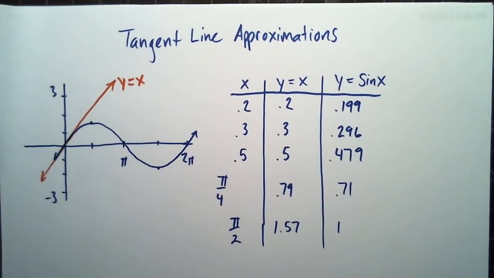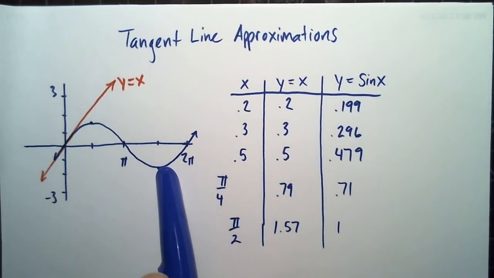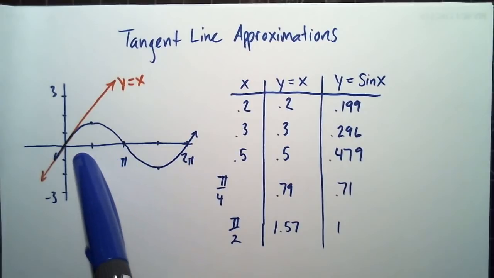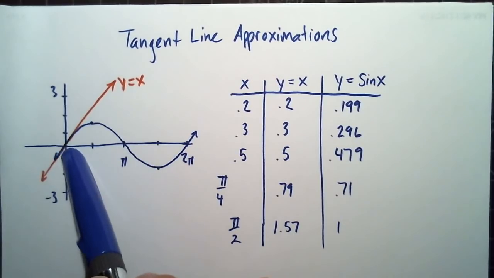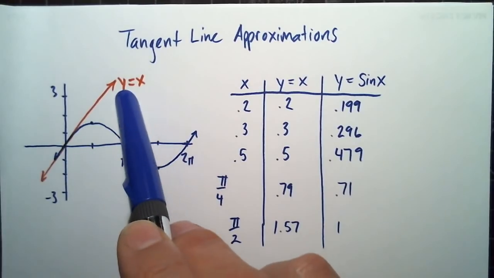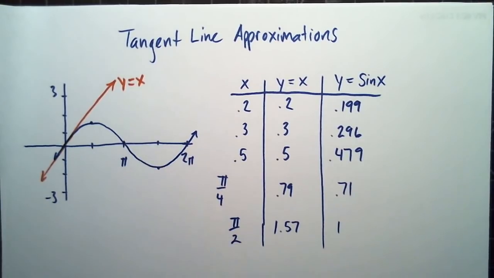In this lesson, we talk about a way to use tangent lines to approximate function values. And so let's look at this graph of sine of x. And here's the tangent line. The red line is the tangent line at 0. Here is the equation of the tangent line.